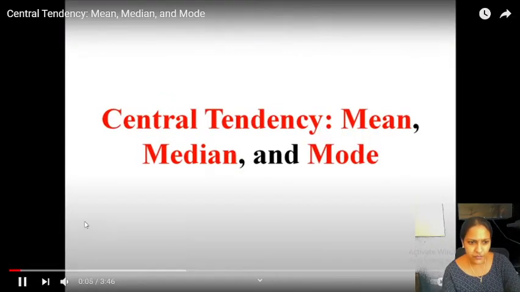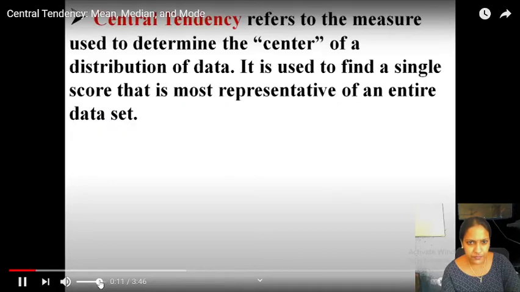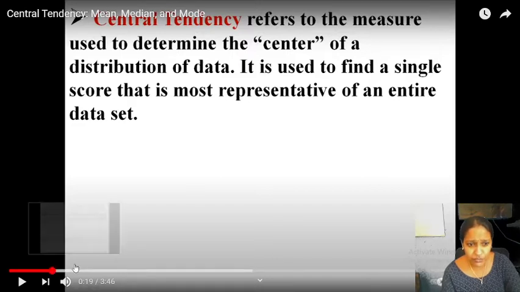A measure of central tendency, which there are three major ones: mean, median, and mode. So I'm going to talk about that now. First of all, central tendency refers to the measure used to determine the center of a distribution of data. So we have to deal with the definition for central tendency. What is central tendency? The values adhering to the center portion of that particular data set is called central tendency. And we know the different types of measures of central tendency: mean, median and mode.